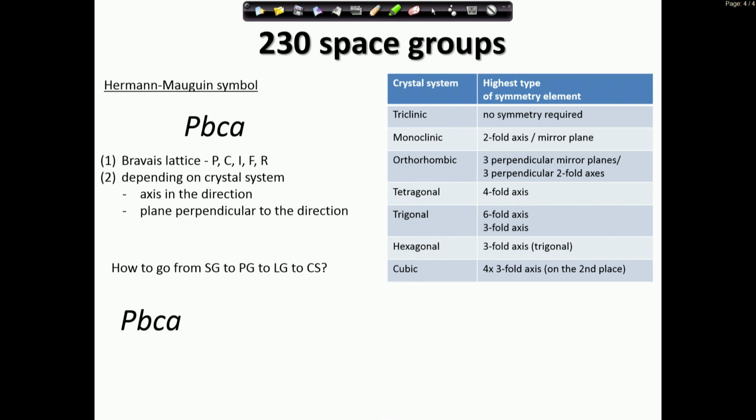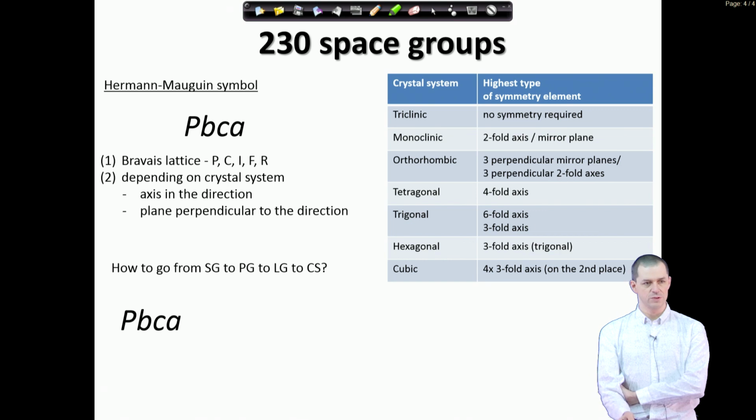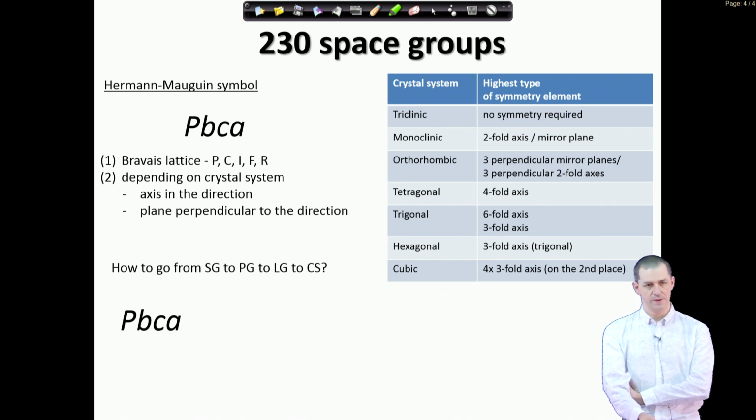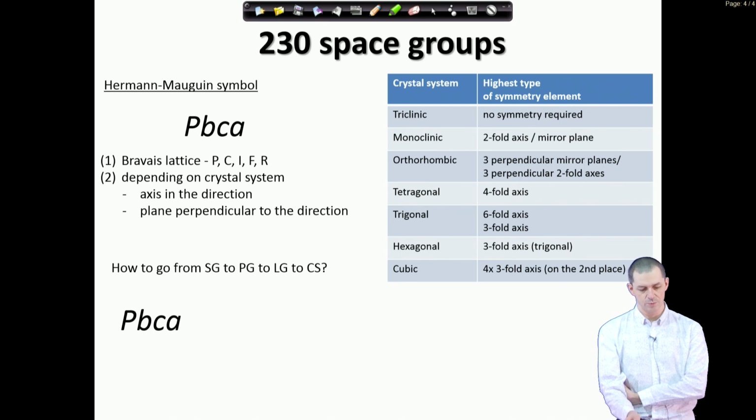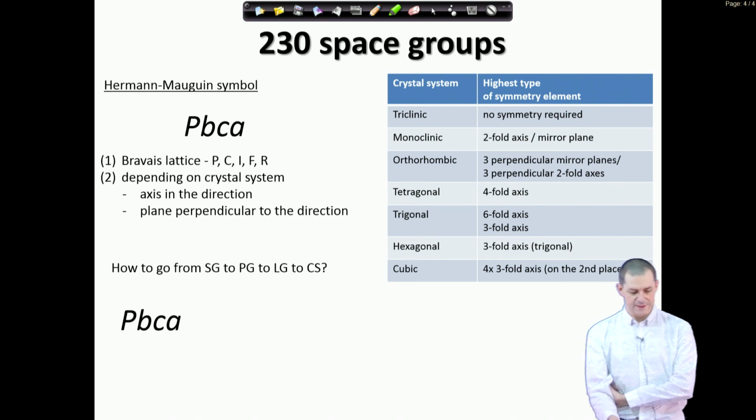The space groups are described in crystallography by the so-called Hermann-Mauguin symbol that combines the symbol for the Bravais class with the symbol of the main or characteristic symmetry elements or operations along each of the characteristic directions of the crystal system. So we need to know the characteristic directions of each crystal system, and then we can say what the elements are in that particular space group along these directions.